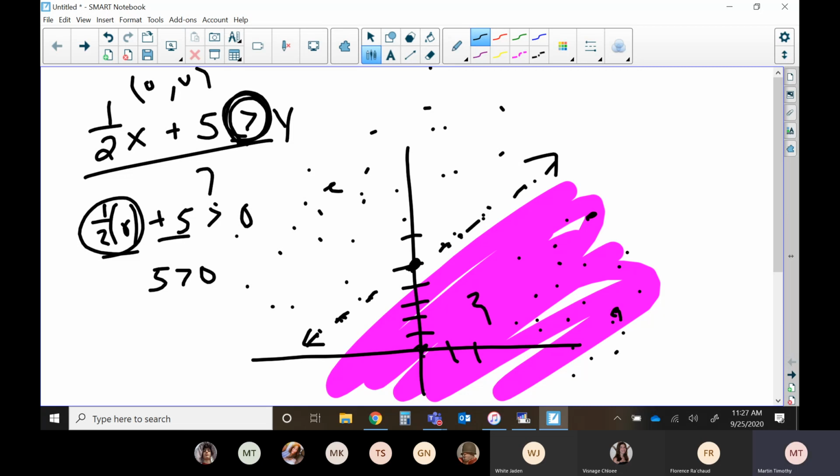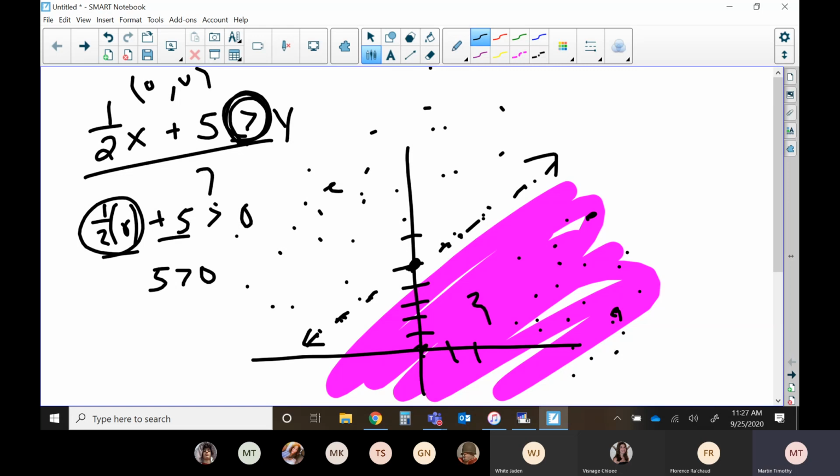I use 0, 0 every single time. The only time I told you you can't use it is if that dashed line or solid line goes through the origin, which is 0, 0. Then you cannot use it, and then you use another one. 0, 1, 1, 0, 1, 1, anything that's easy like that. Because you're setting yourself up to be successful.